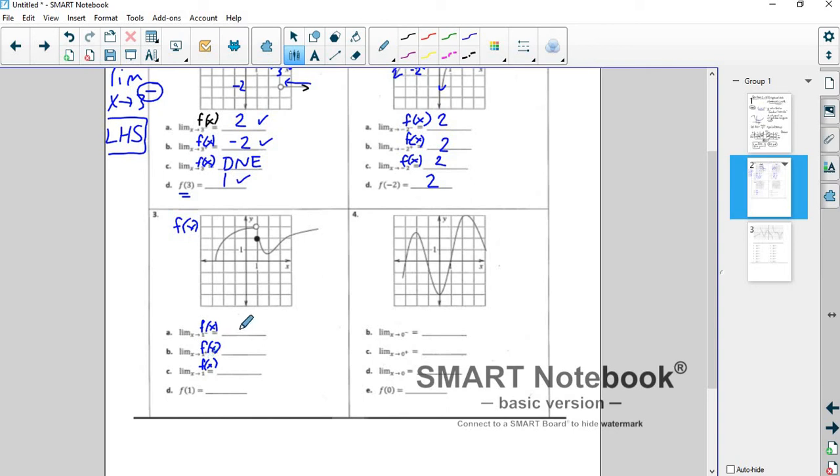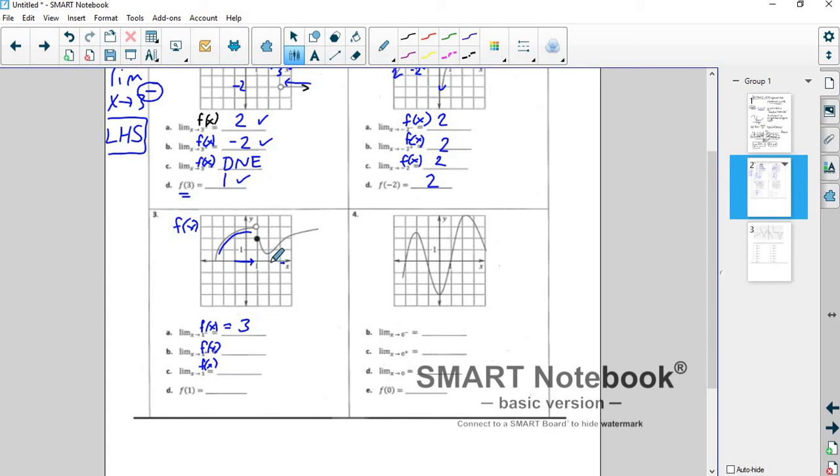Okay, so what did you get? As you approach positive 1 on the x-axis from the left-hand side, what do your y values do? Your y value goes up, up, up, up, up. Looks like it's going to this hole. That hole is at 1, 2, 3. So my limit is equal to 3.